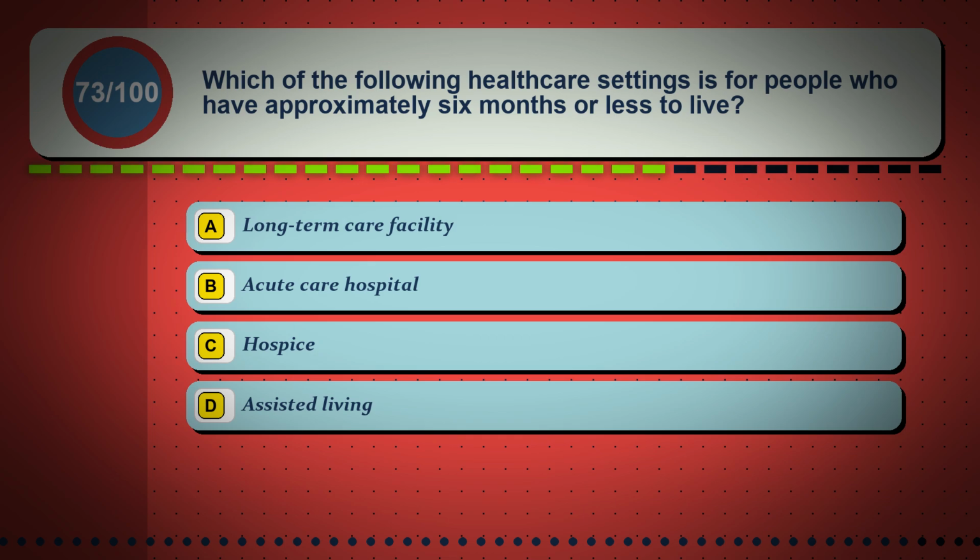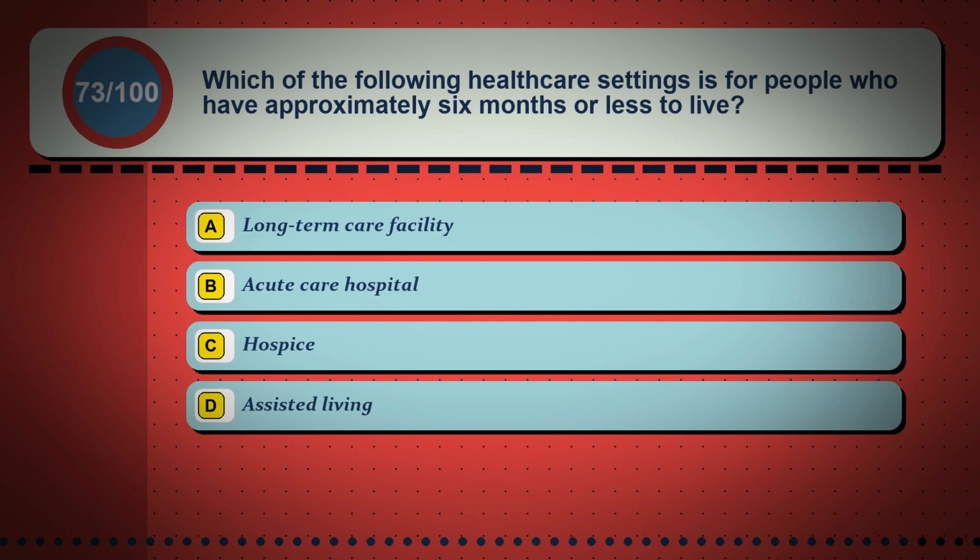Option A, long-term care facility. Option B, acute care hospital. Option C, hospice. Option D, assisted living.